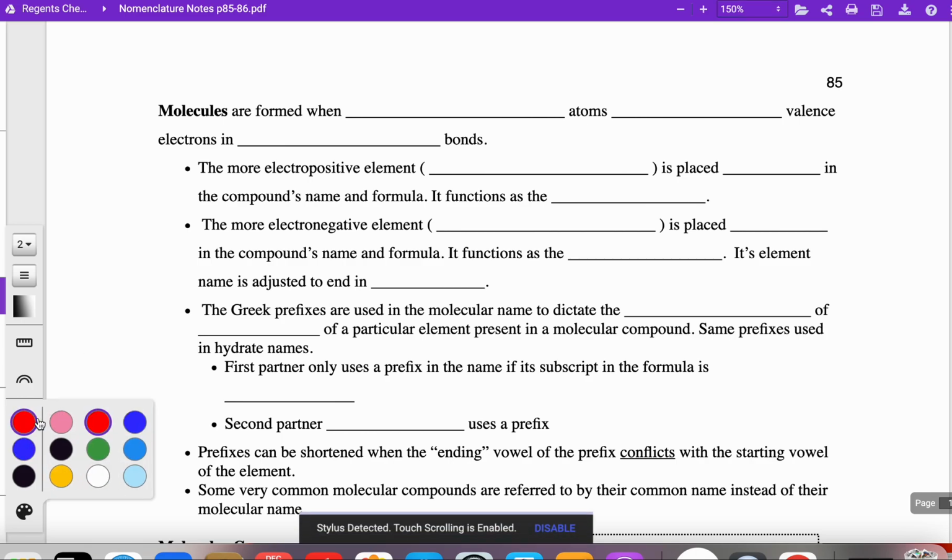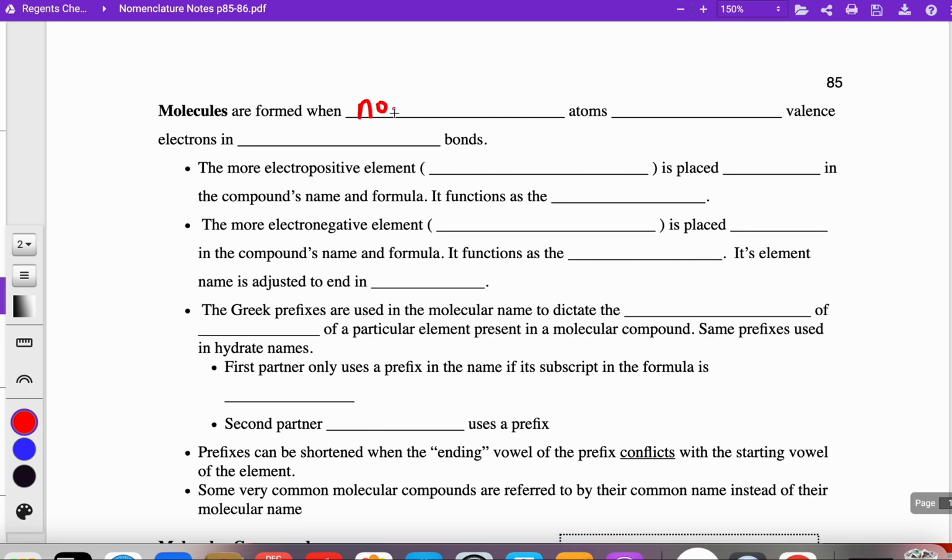p85 and talking about molecules. So molecules are formed when nonmetal atoms share valence electrons. And when nonmetal atoms share valence electrons, we call this covalent bonds. And this leads us into how we come up with the names and formulas for these molecules.